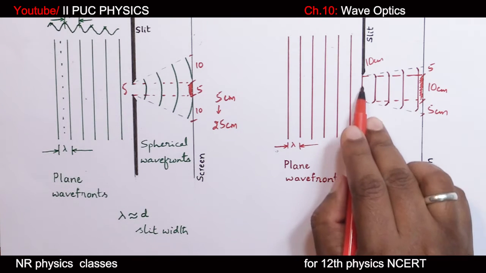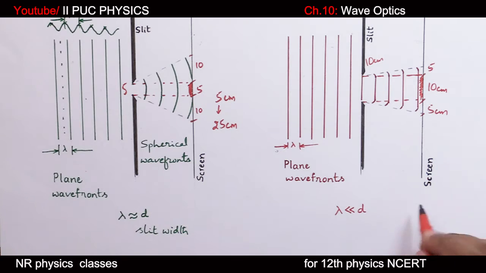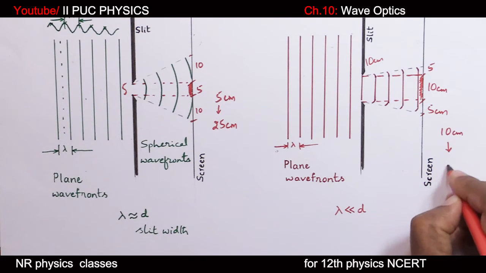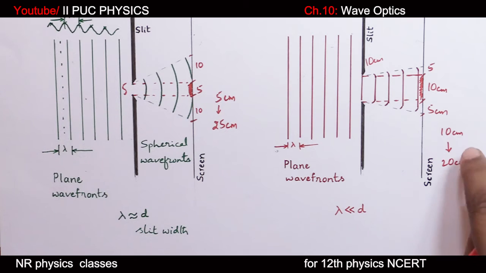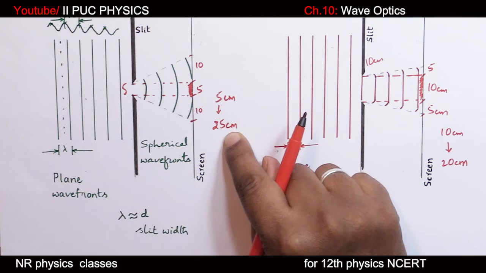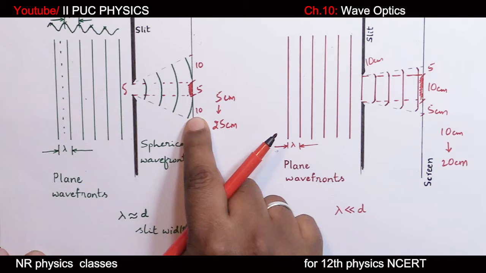Observe, 10 centimeter slit width gives about 20 centimeter illumination. So 10 centimeter to 20 centimeter illumination. It is just two folds. If slit width is less, then it is 5 folds. So concentrate on these two. If wavelength of light is comparable to the slit width or gaps, or size of the obstacle, then diffraction is more.